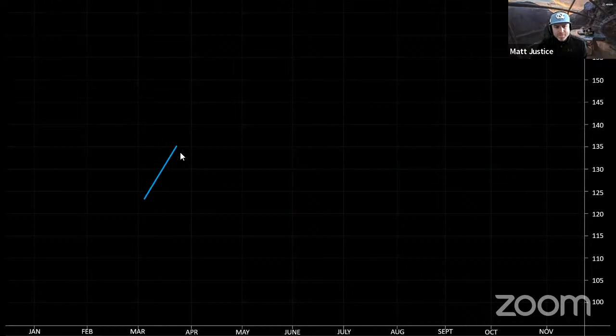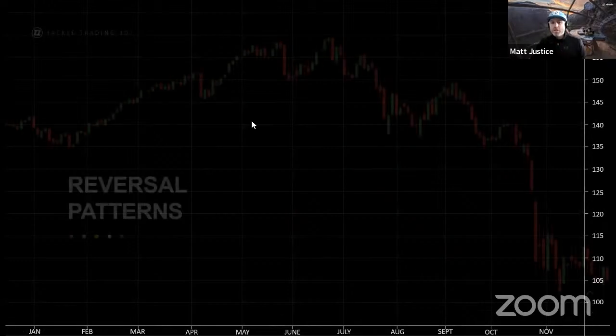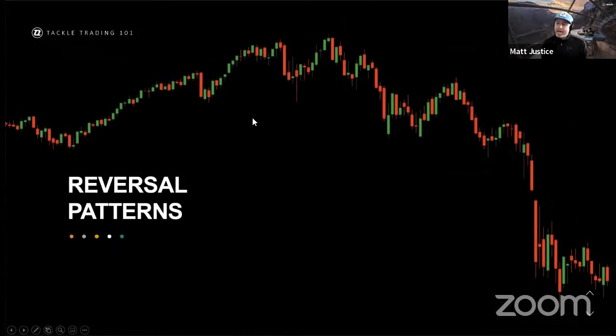If support comes down to the same level, as you can see, all of a sudden that is an M formation. And in that M formation, that's a reversal pattern. Once again, understanding the difference between a continuation pattern and a reversal pattern is extremely important in the analysis. When you're looking at reversal patterns, there is a step-by-step approach to the reversal pattern.